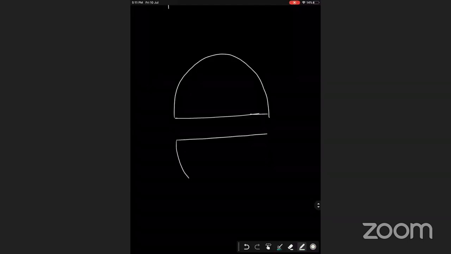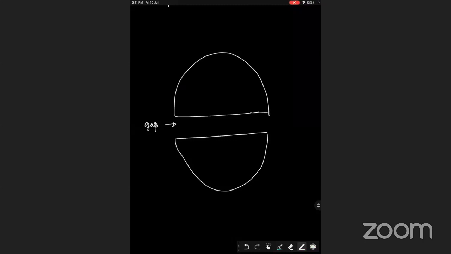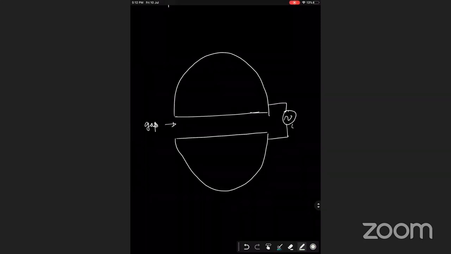This is the D, and this is the gap. In this gap, we are going to project electric field with the help of this oscillator. This will create electric field, okay? And there is magnetic field in the Ds. Magnetic field can enter into the metals.